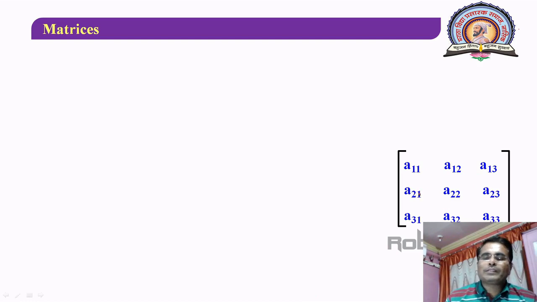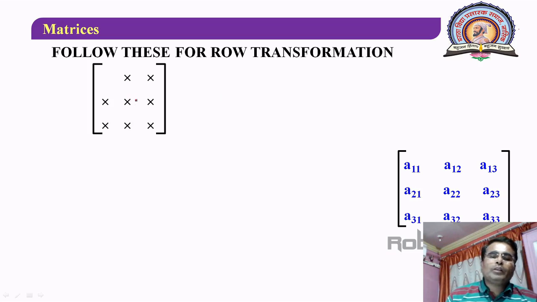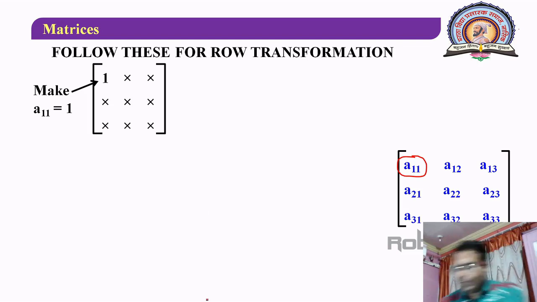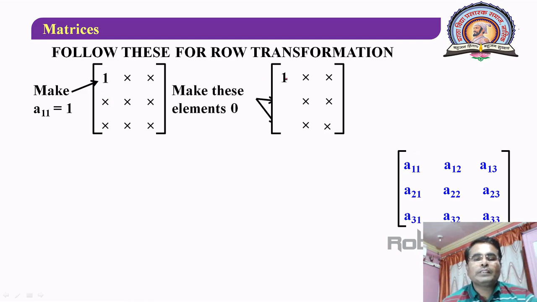So let us see what the steps are. Follow these steps for row transformations. Whatever may be the other elements, you have to reduce the first element a11 to 1, that is, this element must be made 1. In the next step, whatever may be the elements below it, reduce them to 0. That is your next step. Here we have already made 1. Then the next step is to make these elements 0.